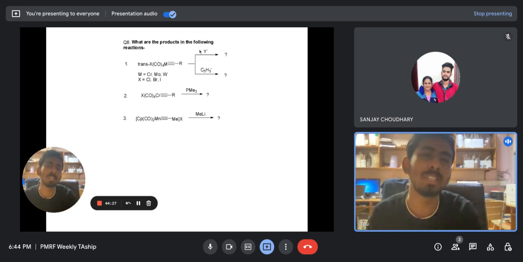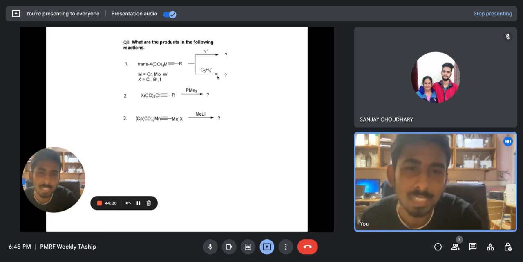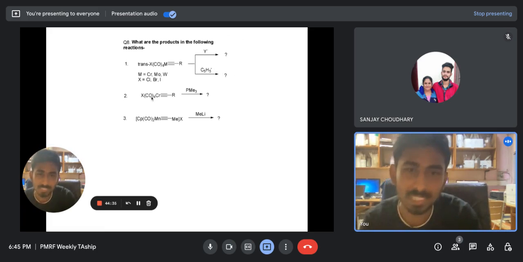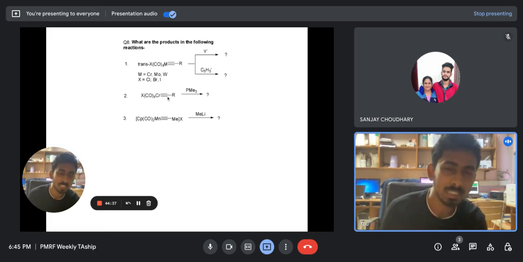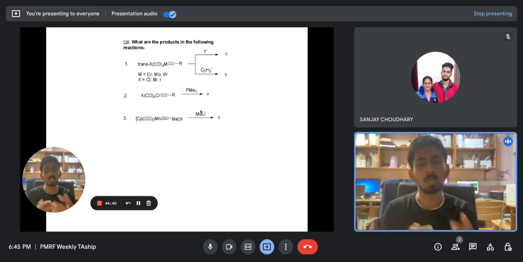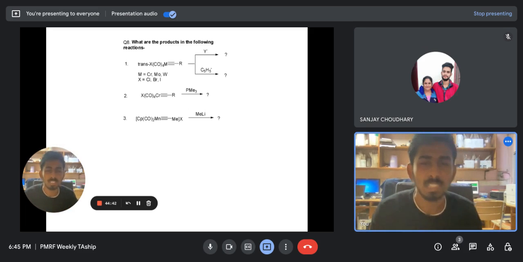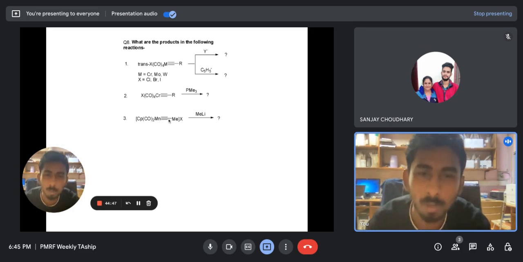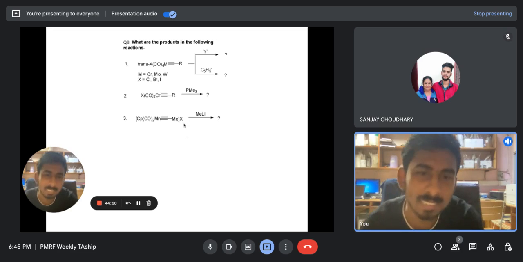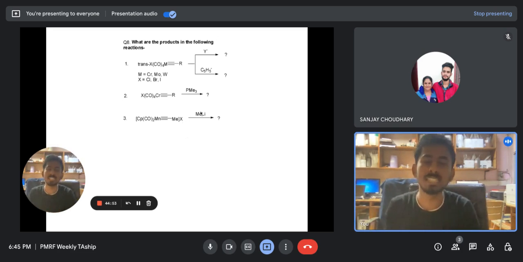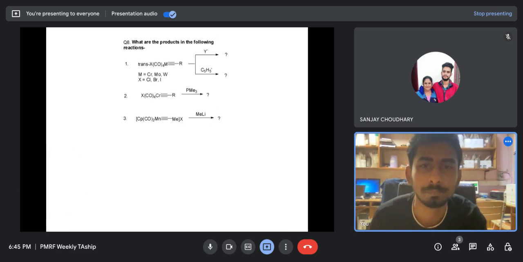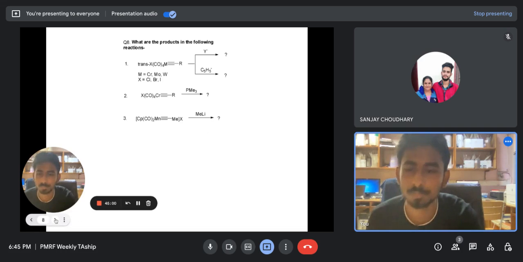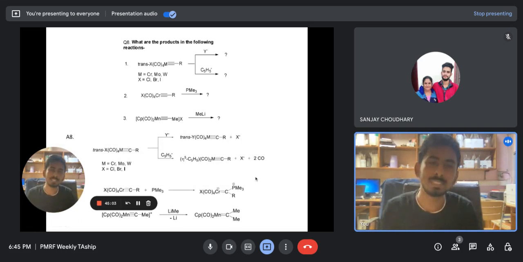So what will happen when it is treated with Y minus, and what happens when it is treated with Cp minus, that is C5H5 minus? The second question is, when X(CO)4Cr triple bond CR is treated with PMe3, what will be the product? And in the last option, Cp(CO)2Mn triple bond CMe, with X as the counter anion, when it is treated with methyl lithium, what will be the product?